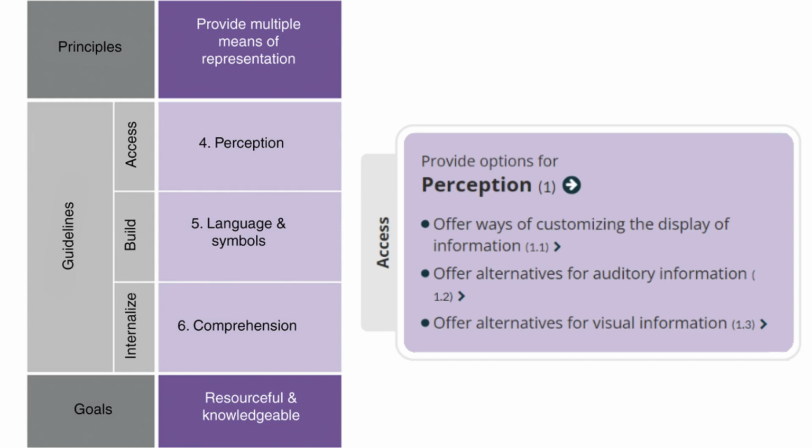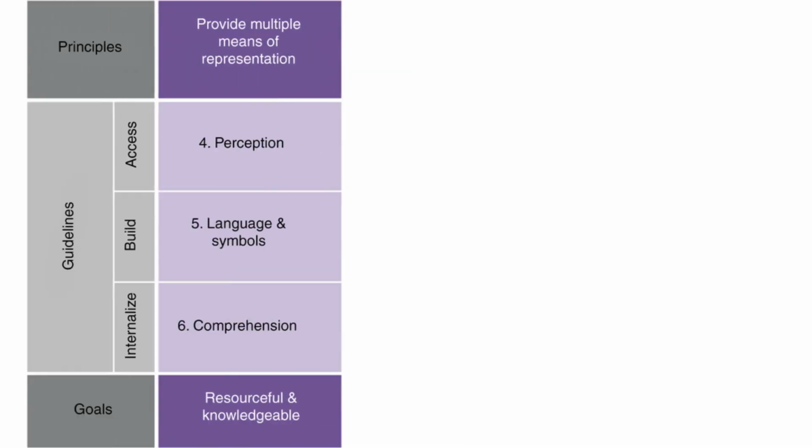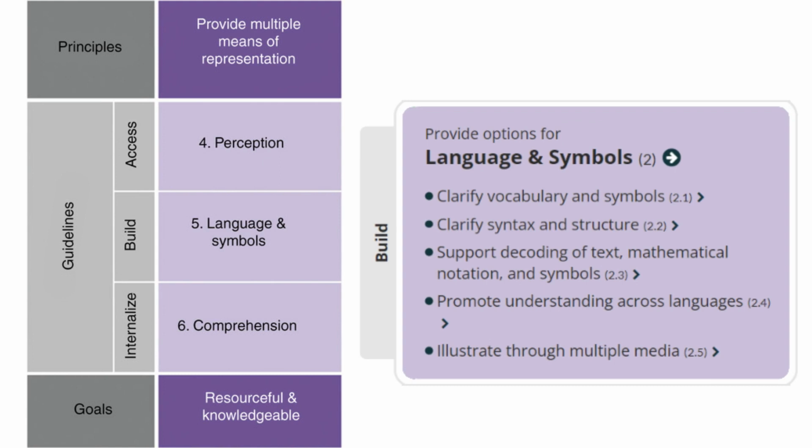Following the guideline of perception is the guideline of language and symbols, which is based on the build level and is about building student vocabulary, for example, using glossary hyperlinks, explanations, and illustrations, and familiarity with the syntax and symbols of the content. This also provides opportunities to unpack the structure of whatever you're sharing and to decode text and images, as well as promoting understanding across various languages and cultural understandings.